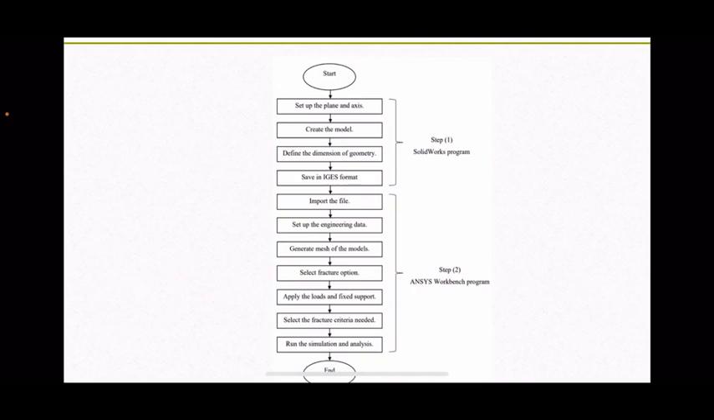Then when using the Ansys program, we have to set up the engineering data, like the mechanical properties for the bamboo that we want to test. Then we select the fracture option, like fatigue analysis, stress analysis, and so on. Then we apply the loads and the fixed support. We put the load on the part that we want to crack.